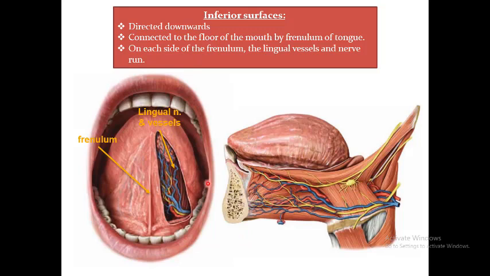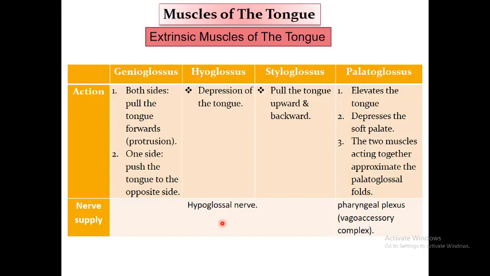This figure shows the root, the site of attachment of the tongue. So the tongue is attached here to the floor of the mouth, here at the root of the tongue. So this is called the root.